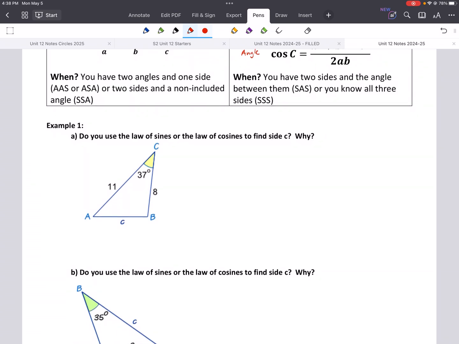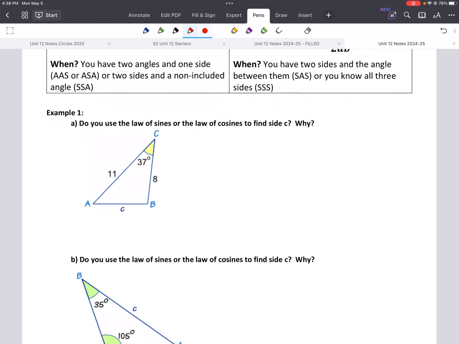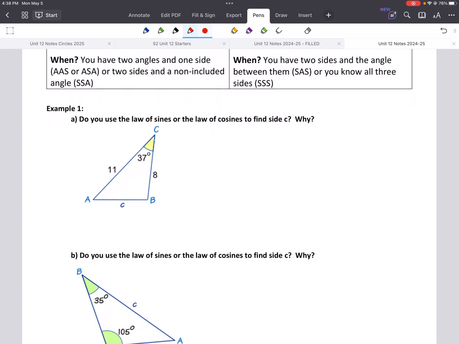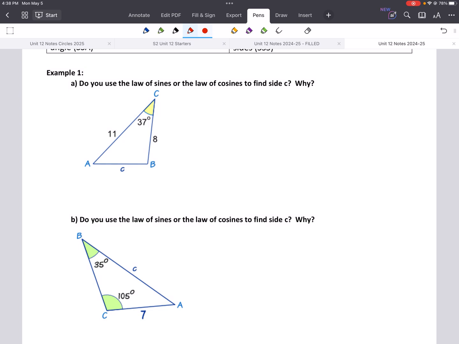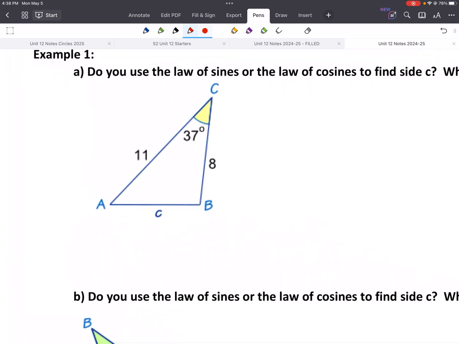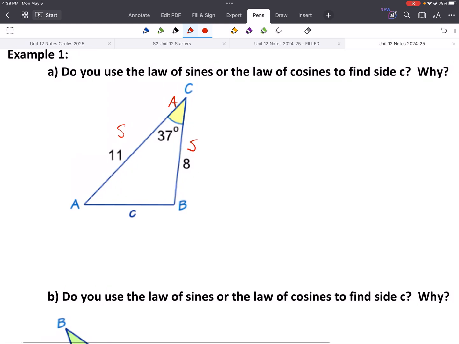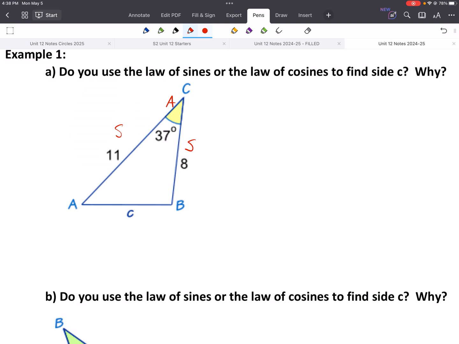You'll see a couple of these on your test, so it's probably good that we talk about it here, okay? So the first part is not to actually solve, it's to decide which law we would use, law of sines or the law of cosines, and why. So if we look at this first example, again, we have side angle side. And that's one of the things that we'd want to look for when we're doing cosine. So law of cosines is the way we'd want to go.